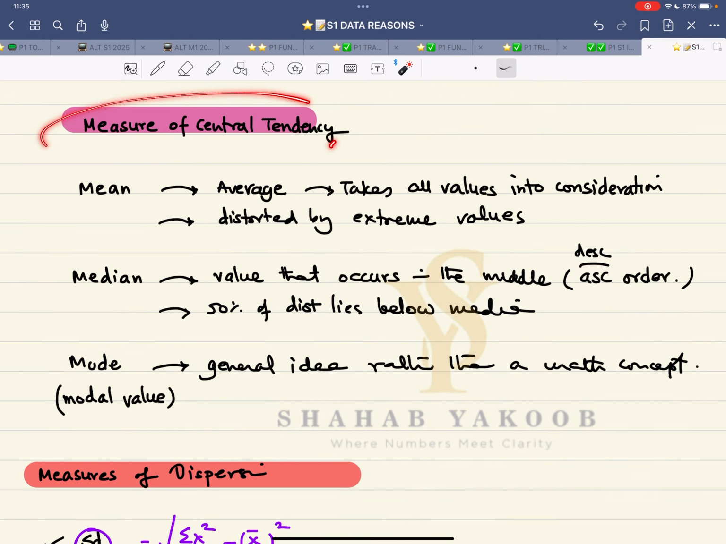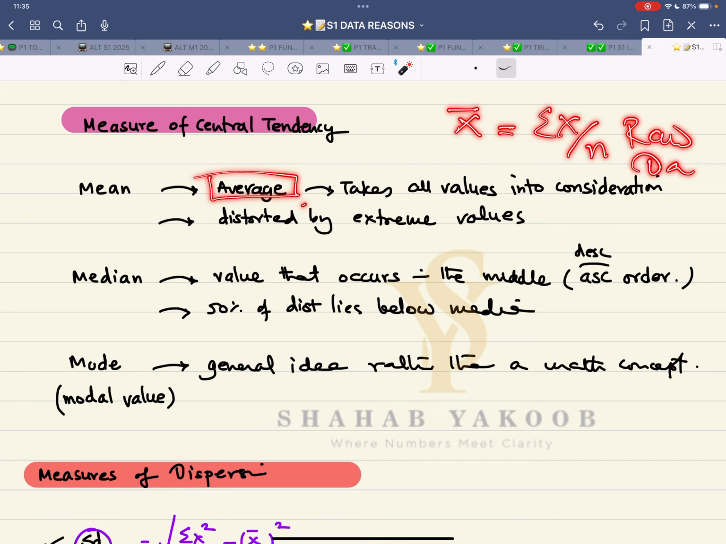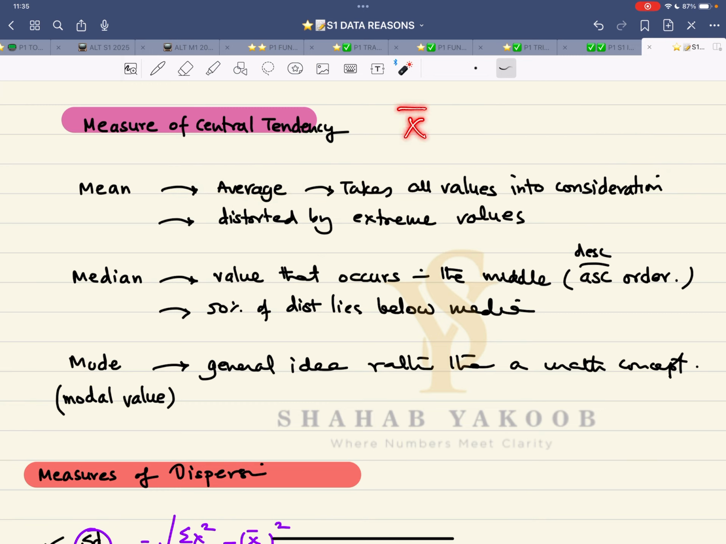Now, this is the terminology that you have probably seen, which is measures of central tendency. There are three measures of central tendency: mean, median, and mode. What about the mean? Mean is the average. If we use the symbol X bar, that is sigma X over N, if we talk about raw data. And if we talk about frequency distribution, X bar is sigma Fx over sigma F. Now, average takes all the values into consideration, but it is distorted by extreme values. It would be unrealistic.